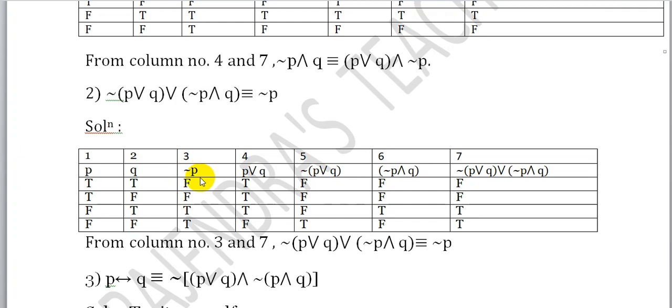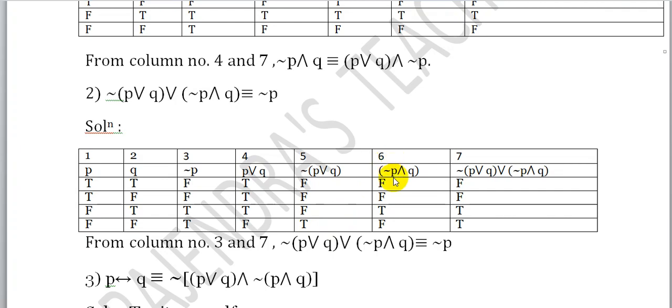Okay. So after this, in column number 3 negation of P is double F double T. In column number 4 P or Q. See the rule of P or Q. For OR, if anyone is true, then it is true. So this will be T T T F. And negation of (P or Q), just opposite of this column. Here triple T F, so this will be triple F T.